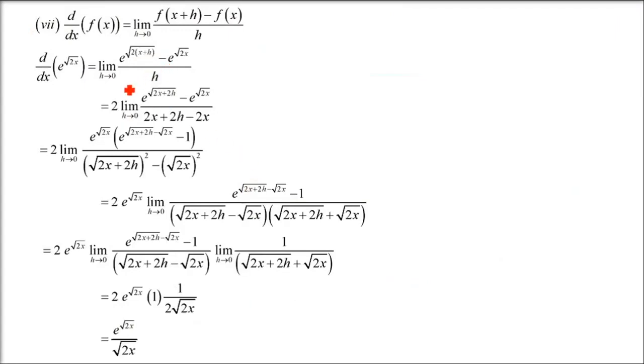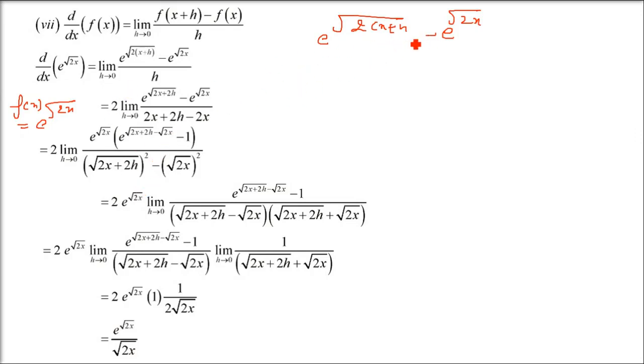Now the 7th: f(x) is given as e raised to under root 2x. So we will apply the first principle: limit h tends to 0 of [e raised to under root (2x plus h) minus e raised to under root 2x] divided by h. You can assume that I have put it in. Let us go with the first one.